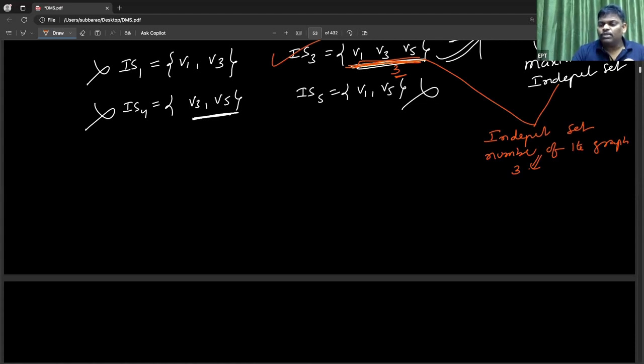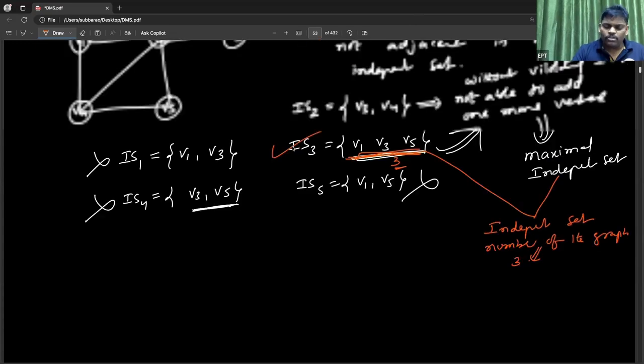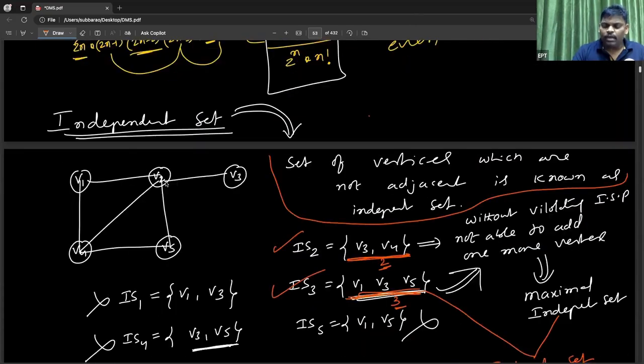Someone is saying that only V2. I think Jaya is asking one interesting thing. Sir, only vertex 2, is it maximal? Can I add one more? Only V2, if I take it, can I add one more? You cannot add, right? You cannot add.